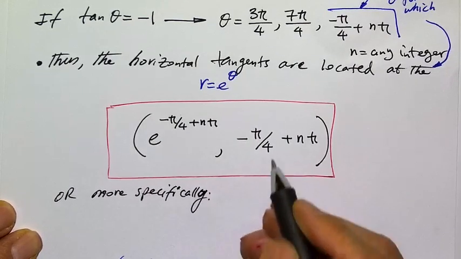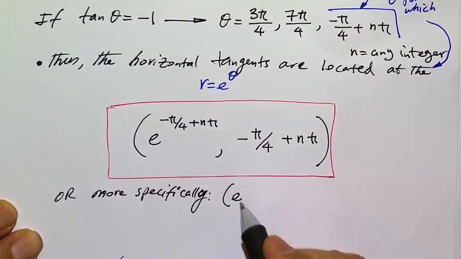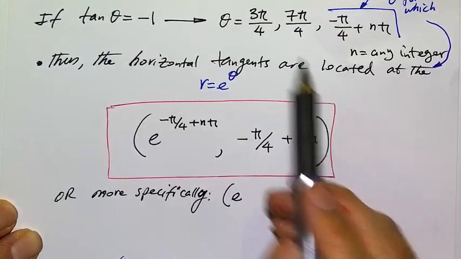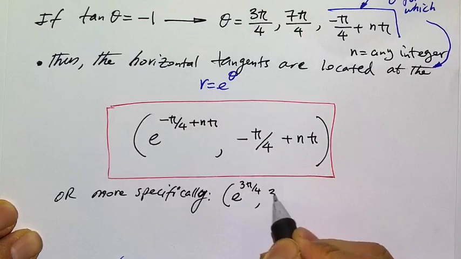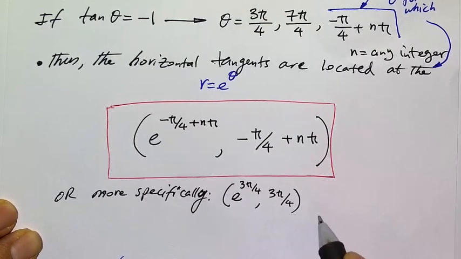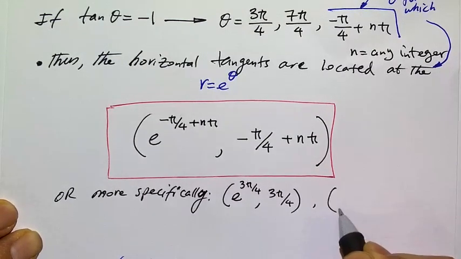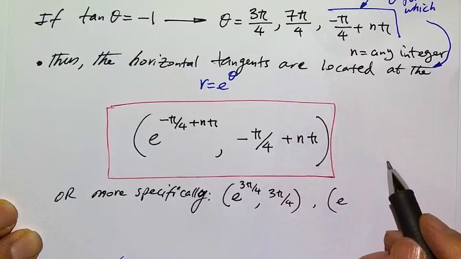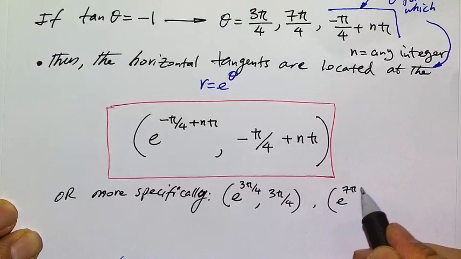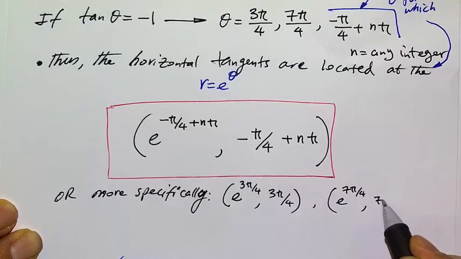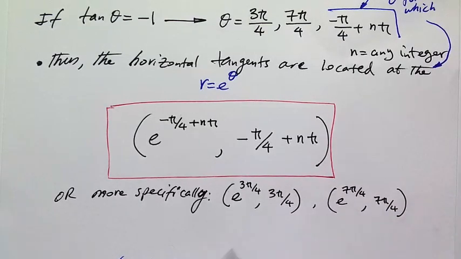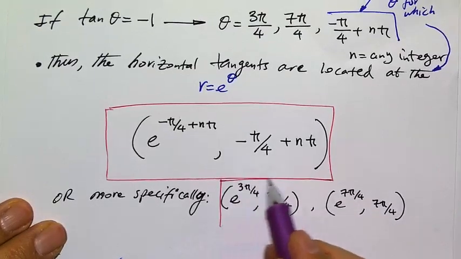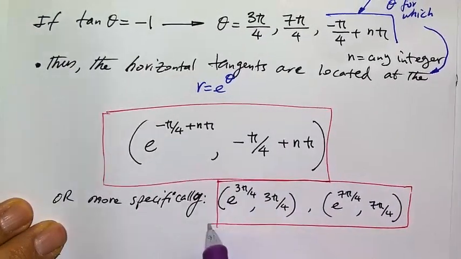more specifically, we have e to 3 pi over 4, comma 3 pi over 4, and e to 7 pi over 4, comma 7 pi over 4. Okay, like that.